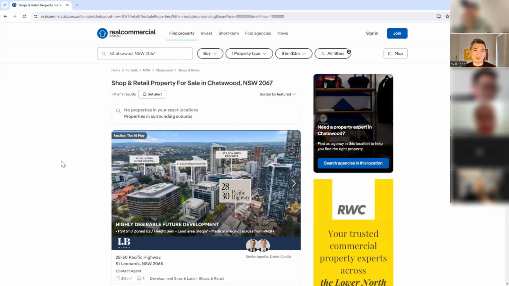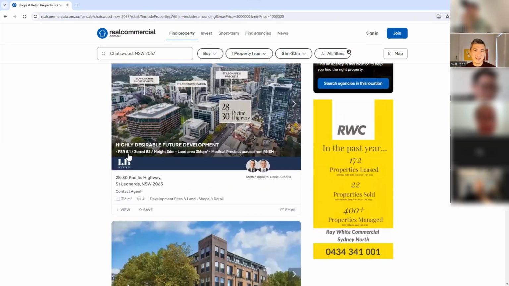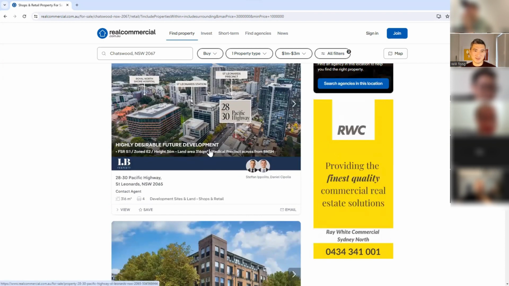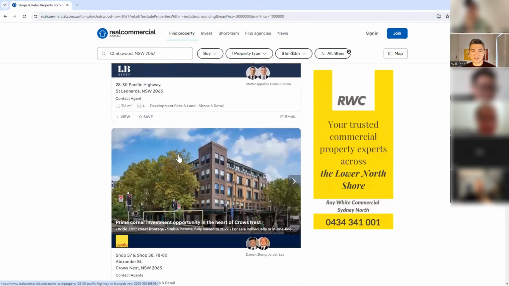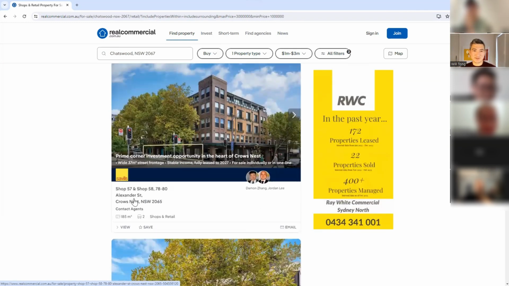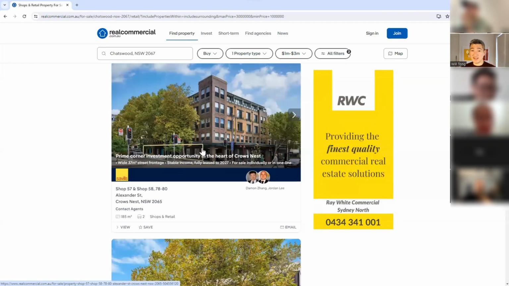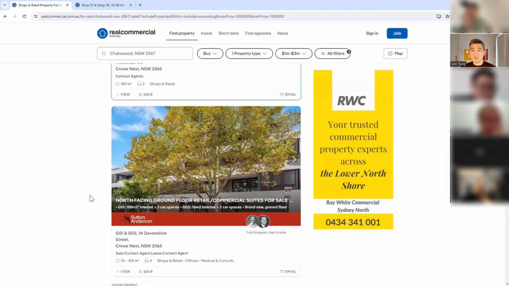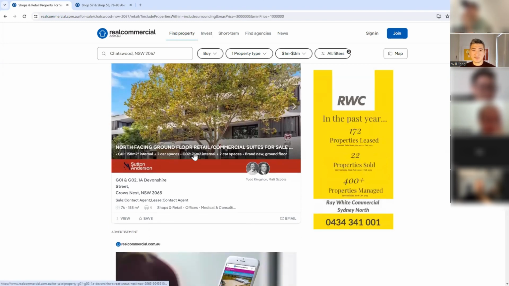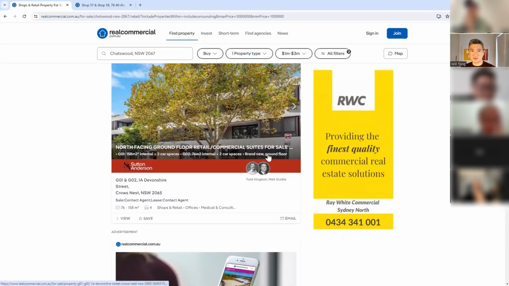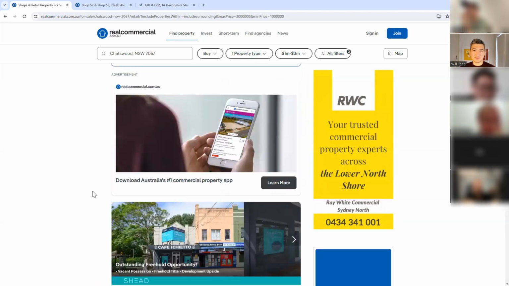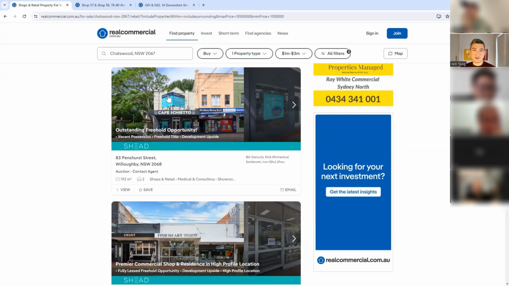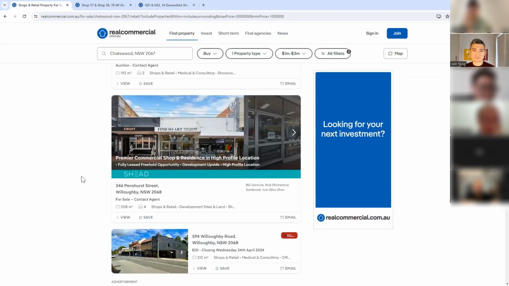Okay, there's only 9 results. Okay, highly desirable future development. That's land. Okay, so that's land. That's not applicable. Oh, this one's interesting. Shops 57 and 58. Okay, so that one's already a strata development. We'll come back to that one. North-facing ground floor retail / commercial suite for sale. I don't know what that is, but that looks interesting. That's a freehold. I don't think you've ever strata that.